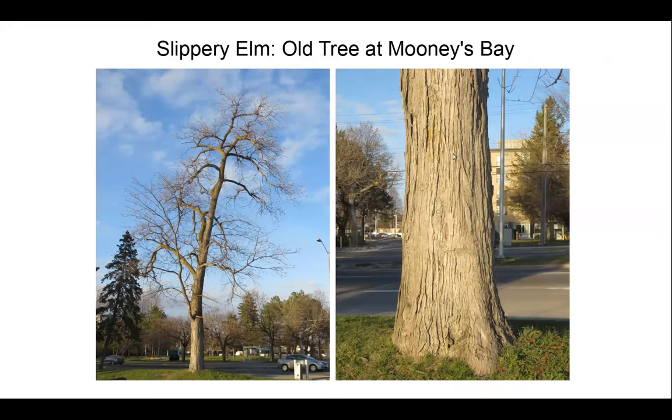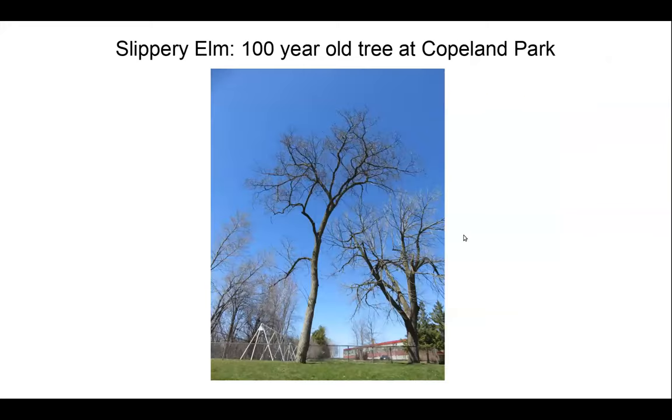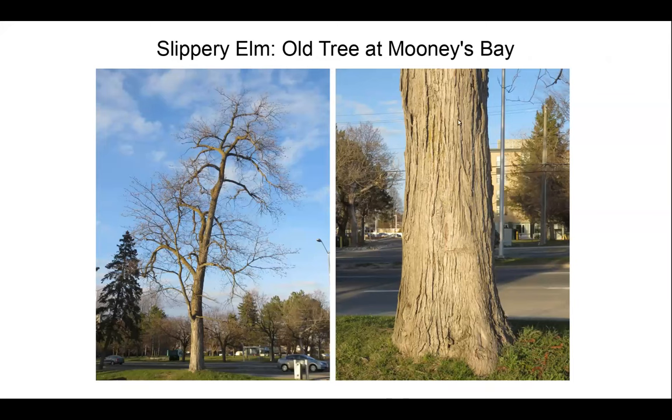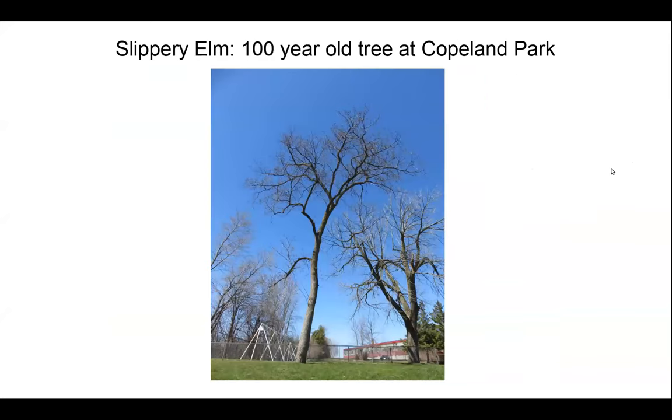And here's the bark, pretty typical as well. The ridges tend to intersect less than other elms. So you don't really get a crisscross pattern, more of a shaggy pattern, similar maybe to white oak in some cases. Anyways, that's a large slippery elm at Mooney's Bay. You can see today it's doing well and it's alive. This tree's probably at least 100 to 150 years old. Looks pretty old to me.